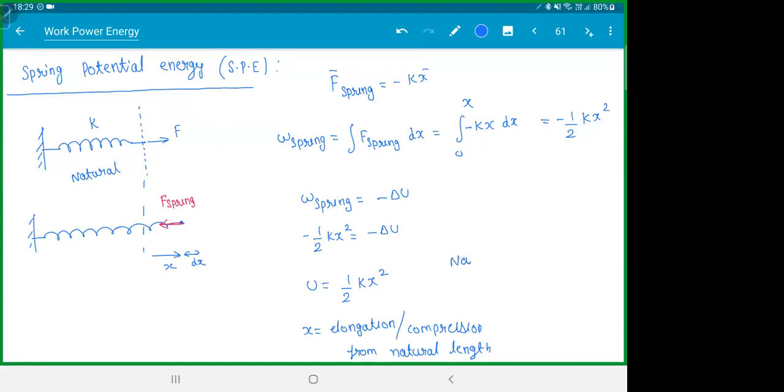And here, natural length is taken as a reference. The most important thing, right, for potential energies, always the reference line is important. If you don't define a reference line, you can't calculate potential energies. So in case of a spring, the natural length is taken as a reference. In case of gravitation, you can choose, but in case of a spring, it is already chosen. This is your spring potential energy. Have a look at this.